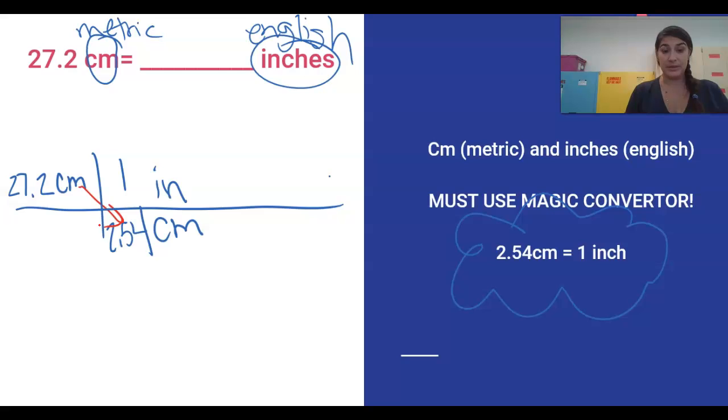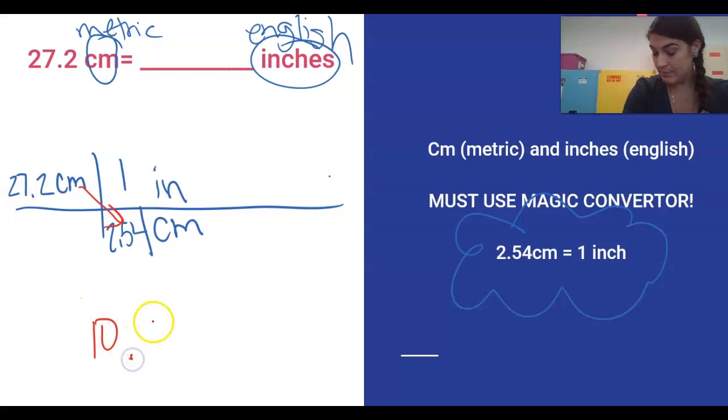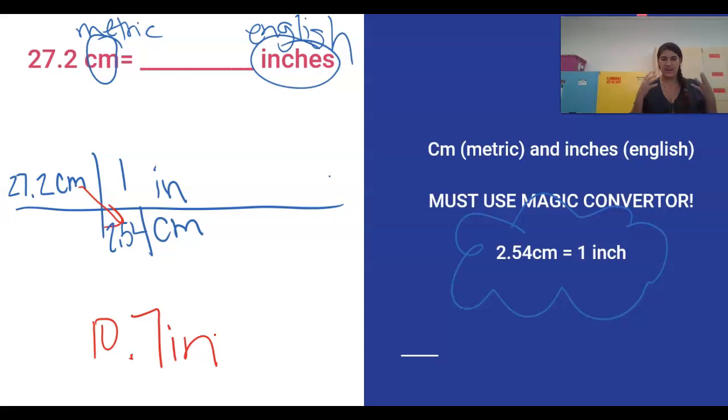So 27.2 divided by 2.54, we're looking at 10.7 inches. And that makes sense, right? In our head, we had 27 centimeters. An inch, right, is almost like in that twice-ish range as big. So makes sense that 27 would be about 10.7.